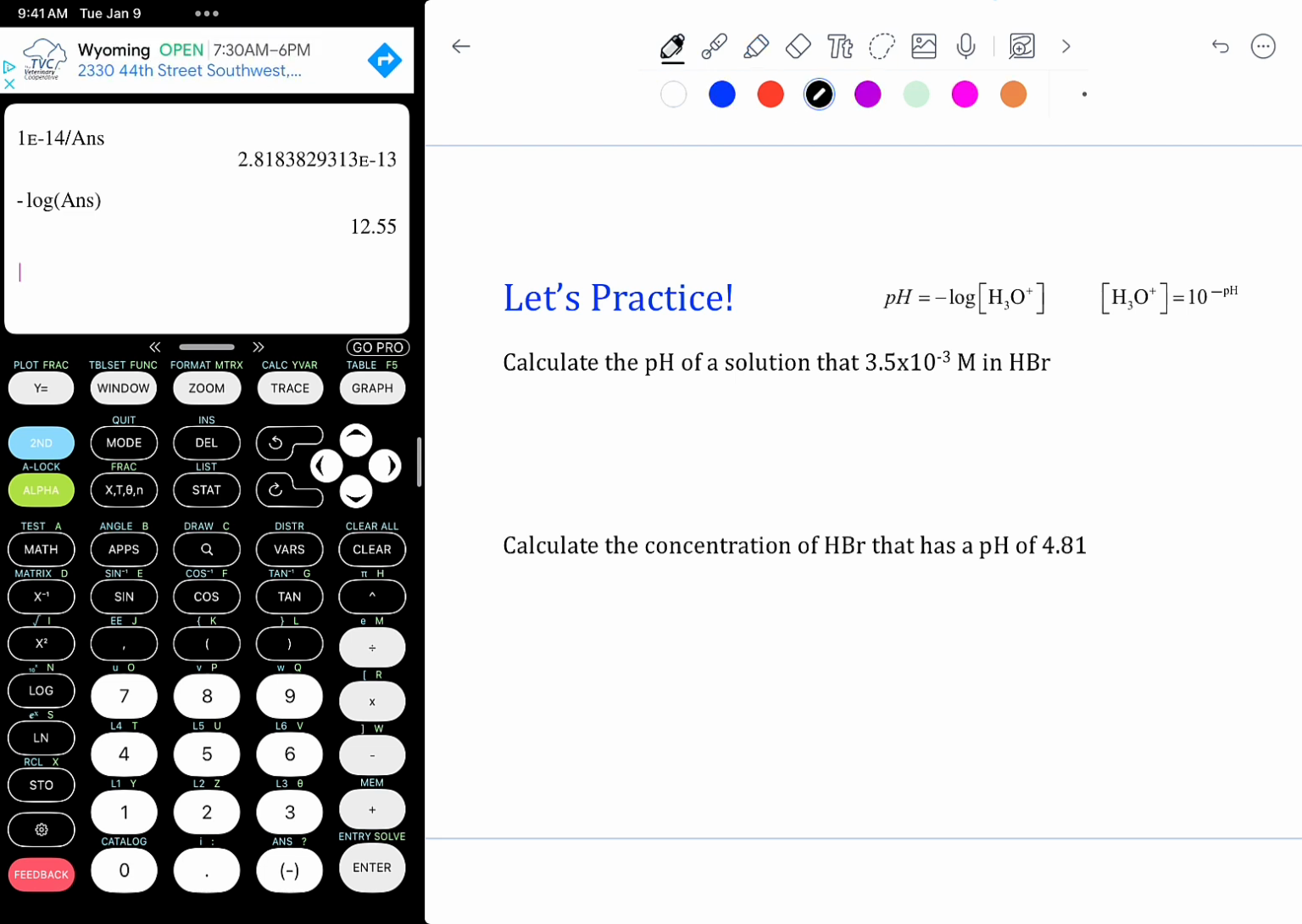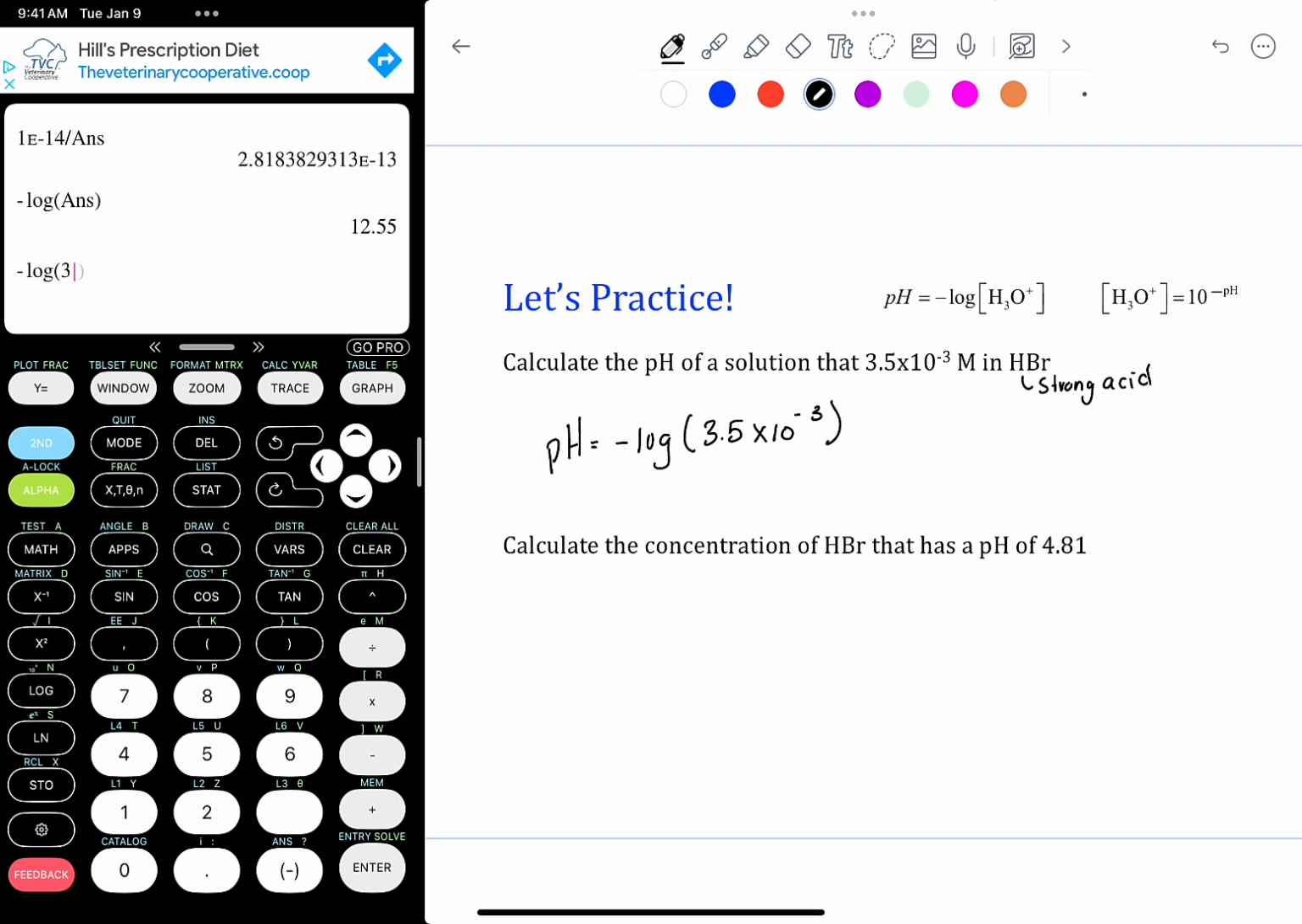Since HBr is one of our strong acids, all we need to do is take that concentration and plug it into our regular equation to solve for pH. So the pH is going to be equal to the negative log of 3.5 times 10 to the minus 3. Type it in correctly, and we get out a pH of 2.5.